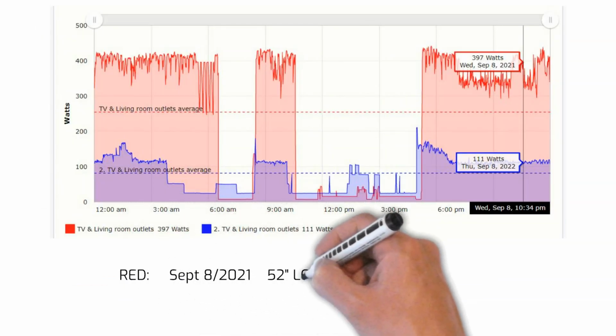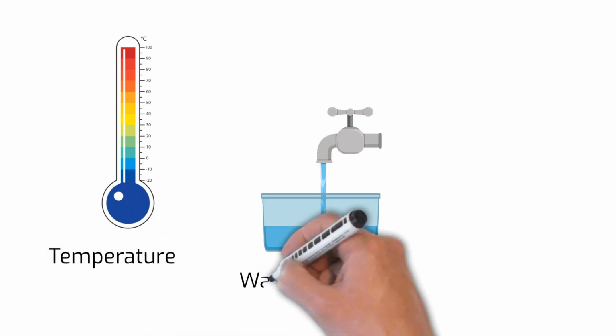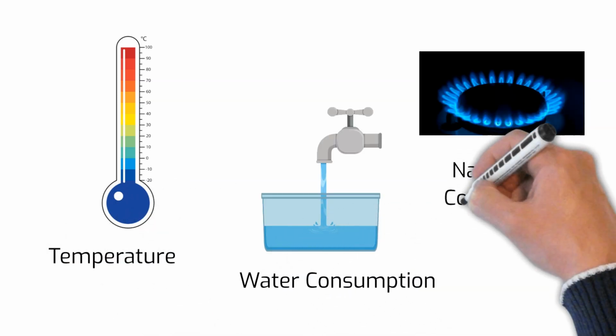This consumer replaced his 52-inch LG plasma TV for a 75-inch Sony LCD TV in early 2022. The chart shows the TV's consumption for the same day but different years. One is from 2021 and the other from 2022. It is obvious by looking at the graph that the new larger TV actually uses a fraction of power compared to the previous TV. I should quickly mention that this system can also monitor temperature, water, or gas consumption.